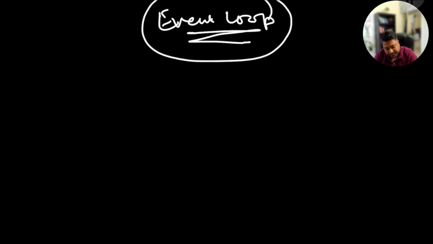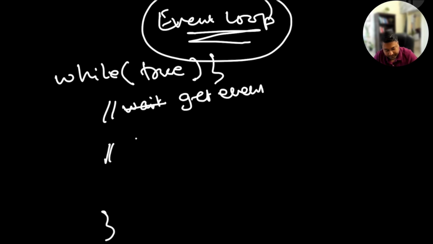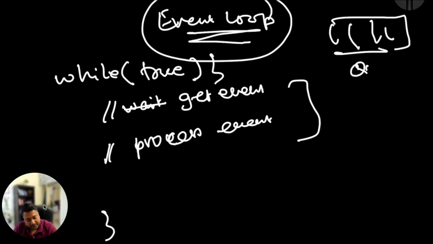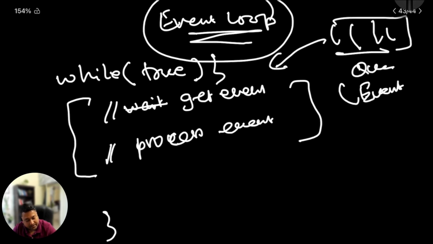You can consider, let's say, a statement like while true, and then you are waiting, let's say, to get an event and process the event. Let's say there's a queue, and as part of this loop you are trying to fetch one event at a time. This is nothing but your queue, you can write it as the event queue.